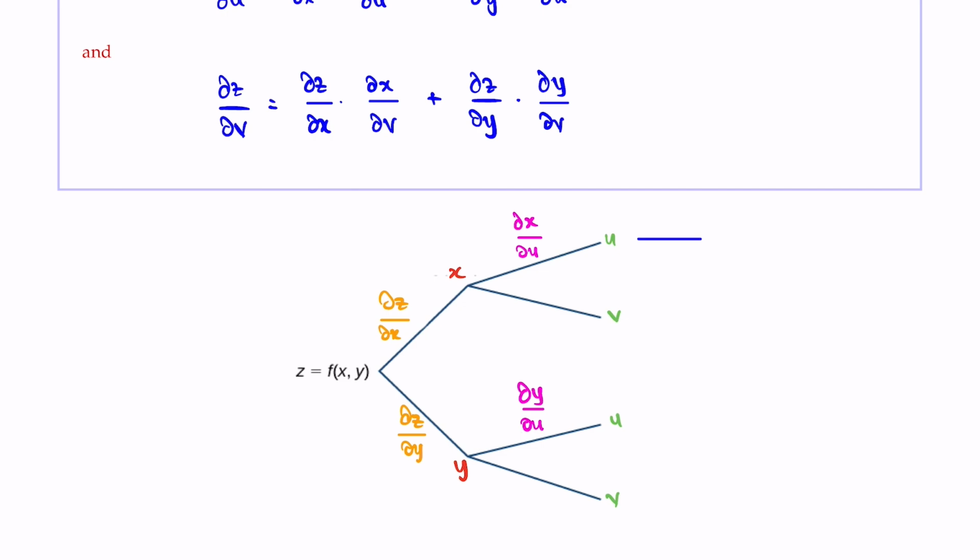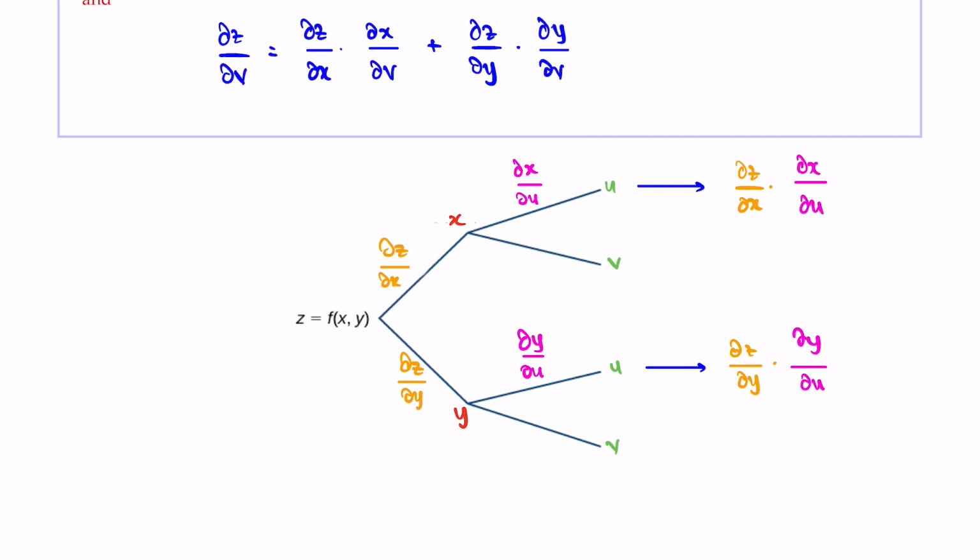And from here, you're going to get partial z partial x times partial x partial u. Similarly, for this branch, you're going to have partial z partial y multiplied with partial y partial u. And then you combine the answers together to arrive at the formula of partial z partial u equal to partial z partial x times partial x partial u plus partial z partial y times partial y partial u.